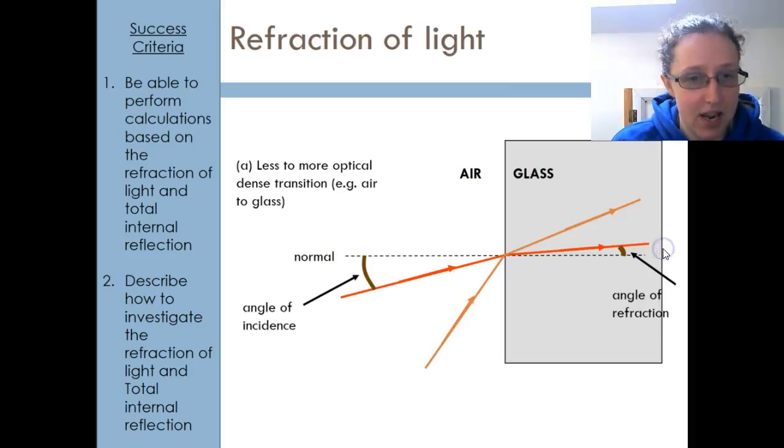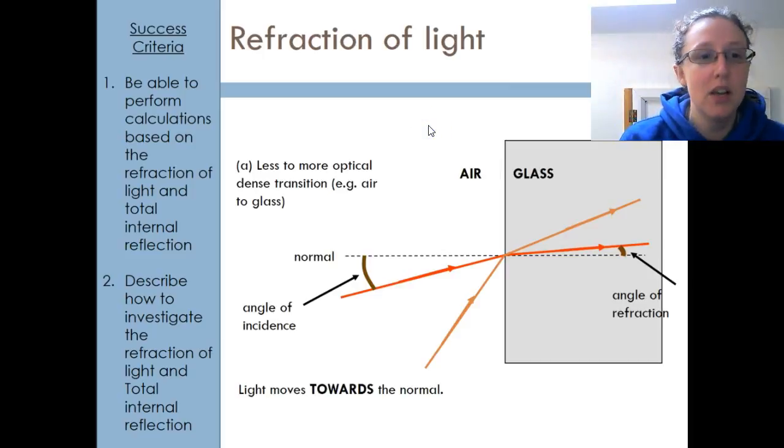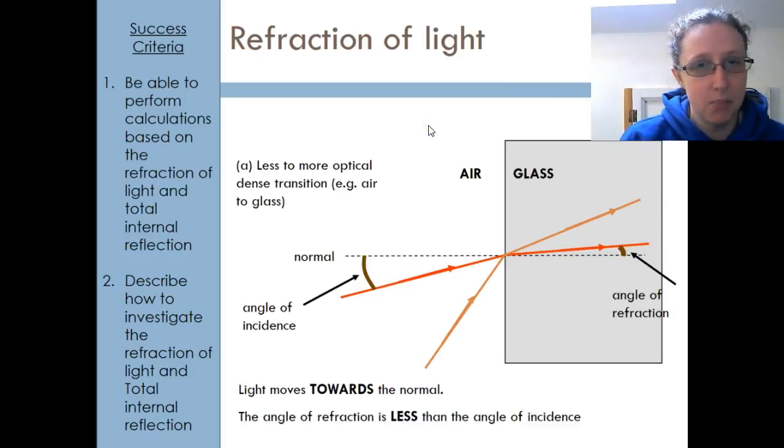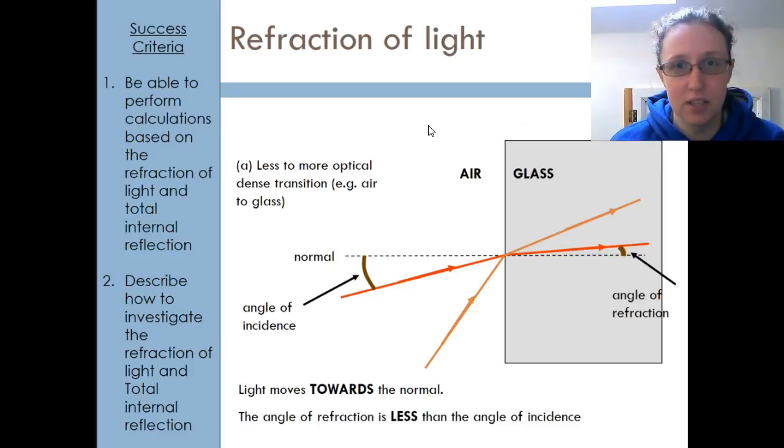Same would happen if I brought it in at a different angle, so that would be my angle of incidence, that would be my angle of refraction. Now, thing to note, in this situation where I'm going from less dense to more dense, the light ray is moving towards the normal. And very importantly, the angle of refraction is less than the angle of incidence. Those two things are telling you the same piece of information.